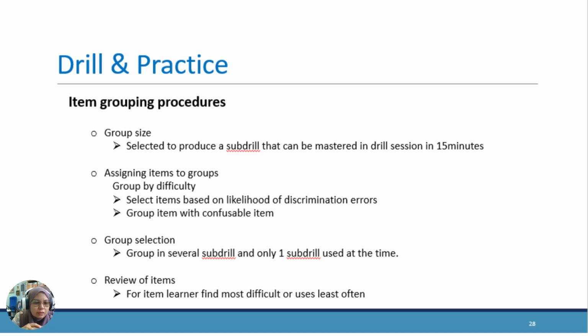Then we group the selection into several subdrills and only one subdrill is used at a time, or we can use review of items. For example, the items learners find difficult or use least often. So for review of items, we look at the frequency of items that learners found difficult or used least often, so not the popular ones.